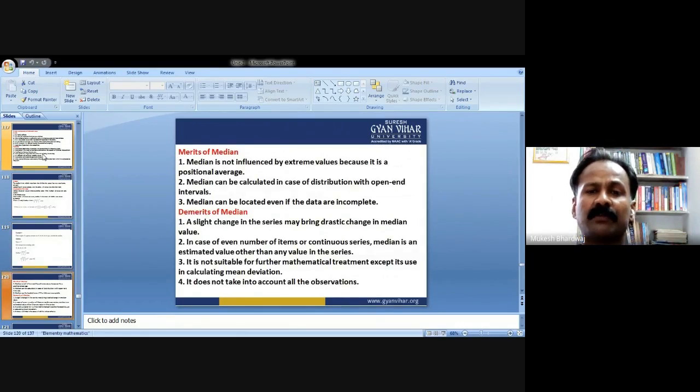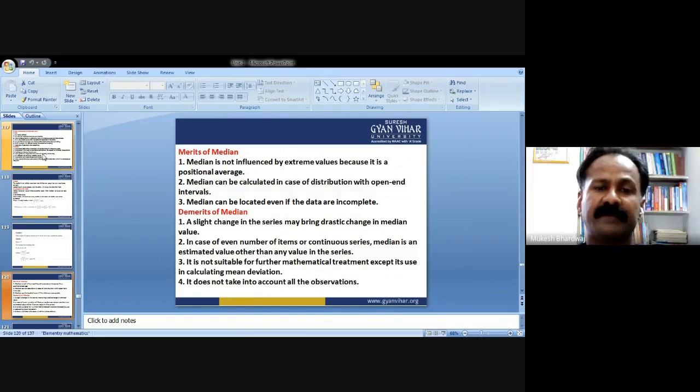Median can be calculated in case of distribution with open-end intervals. Median can be located even if the data are incomplete. So if the data is incomplete, the median can still be located.